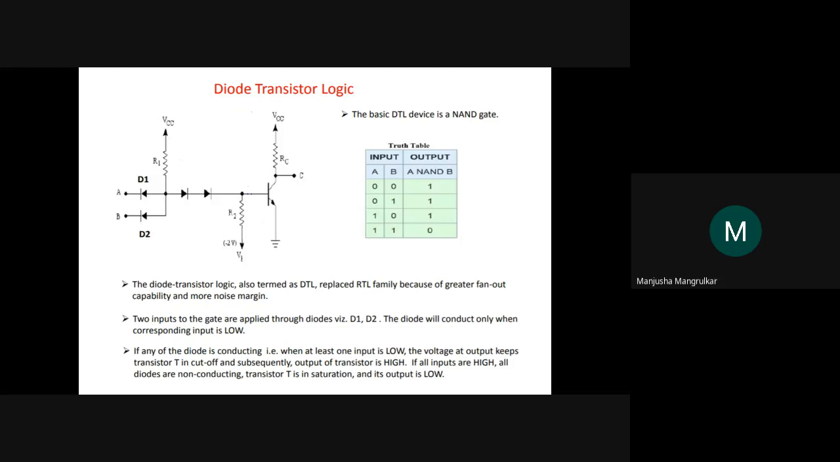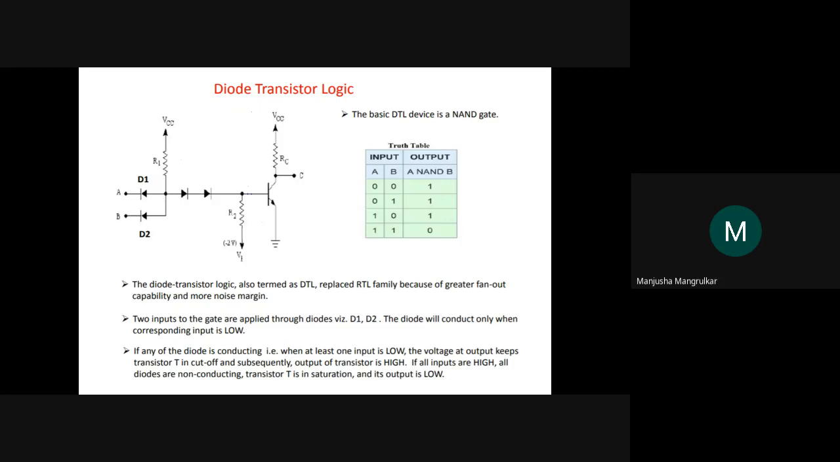The two inputs are applied to the diodes D1 and D2. The diode will conduct only when the corresponding input is low. Here, if it is 0, the diode will conduct, right? The diode will conduct, so it comes to 0. If it comes to 0, this diode is in forward bias. This diode is also in forward bias.